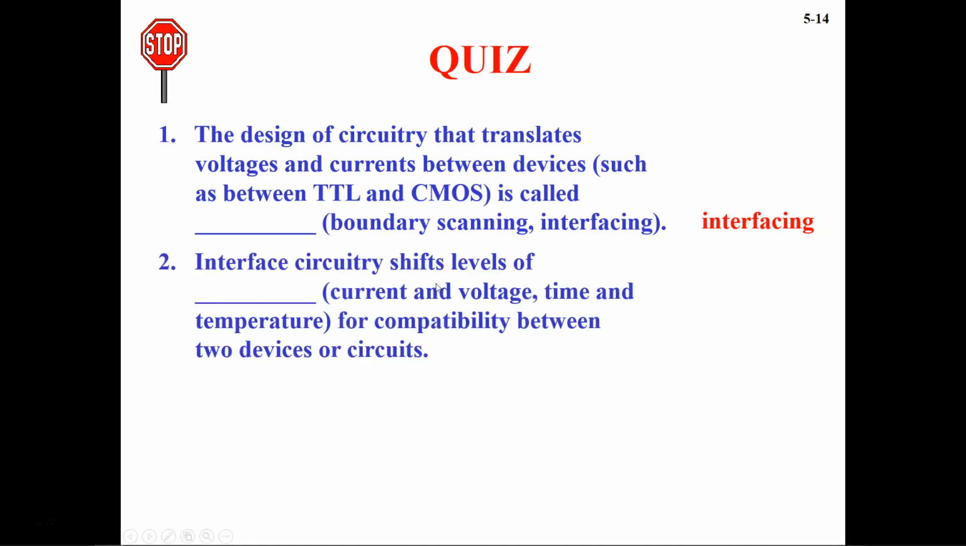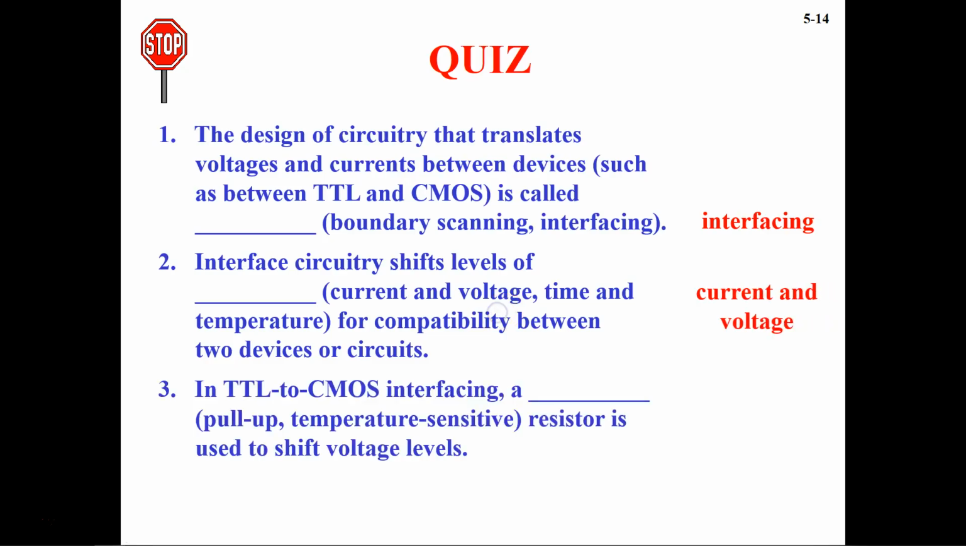Now next is interface circuitry shifts level of current and voltage, time and temperature. So these are the four options which are given over here for compatibility between two devices or circuits. So we have to put here current and voltage because we never discussed the time and temperature. Those are external factors. So for interfacing, only current and voltage profiles, or these levels, are important.